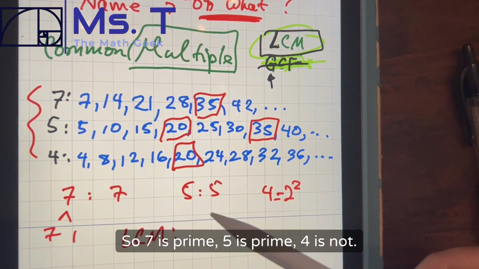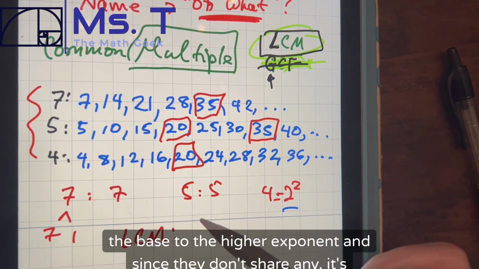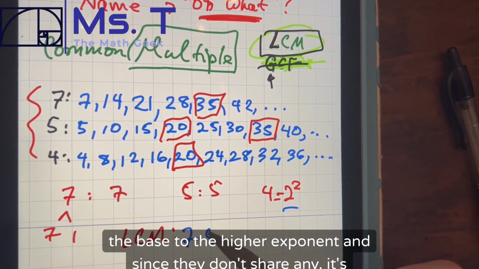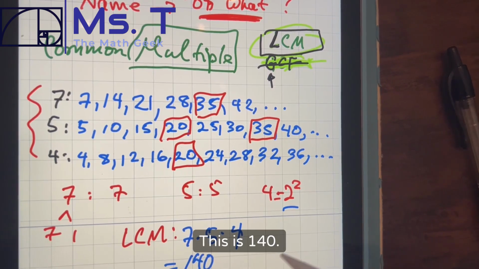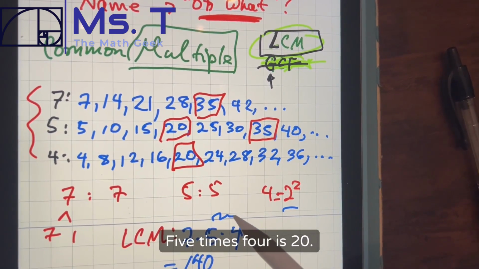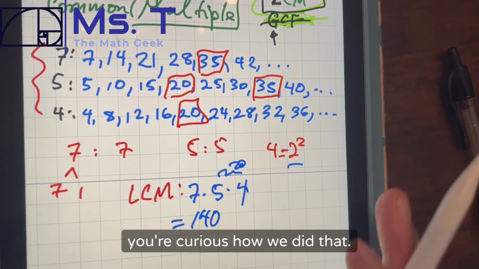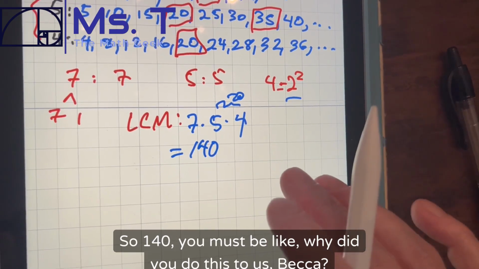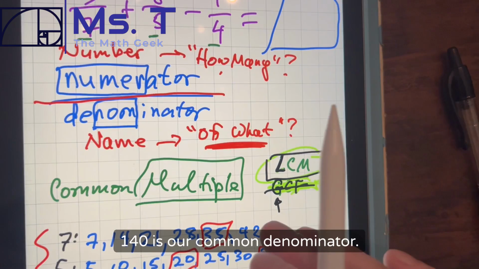So 7 is prime, 5 is prime, 4 is not. So you have to use the base to the higher exponent. And since they don't share any, it's going to be all of them. So this is actually going to become 20. This is 140. 5 times 4 is 20. 2 times 7 is 14. And then you just add a 0 for the 20, in case you're curious how we did that. So 140, you must be like, why did you do this to us, Becca? 140 is our common denominator.